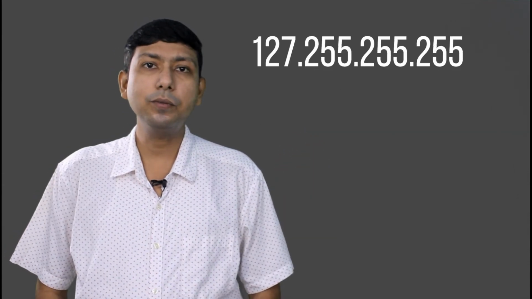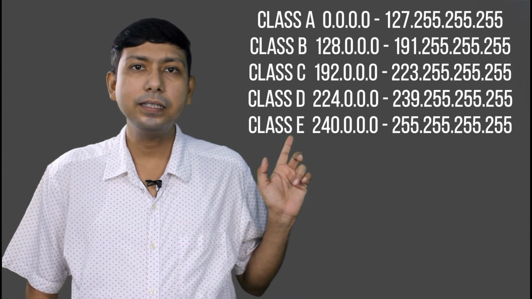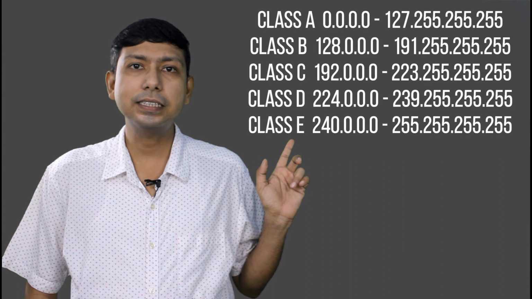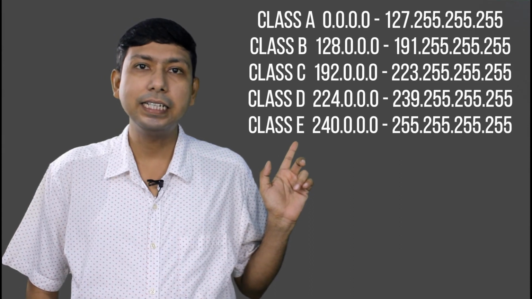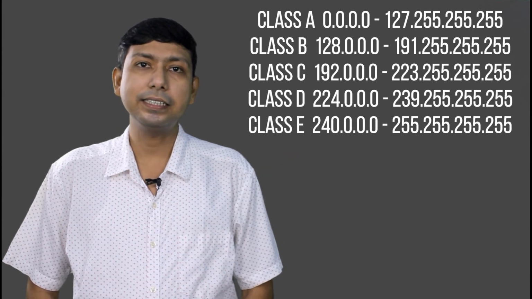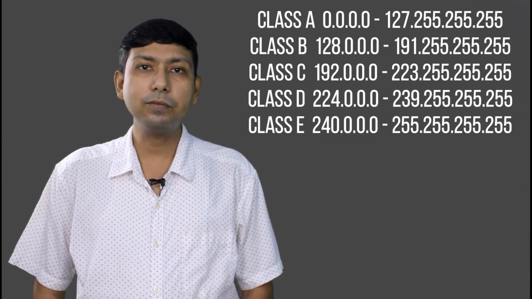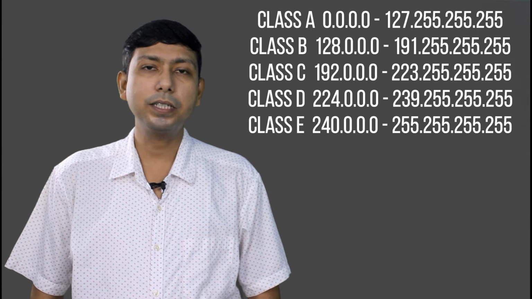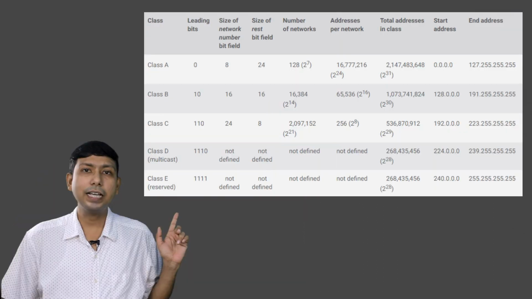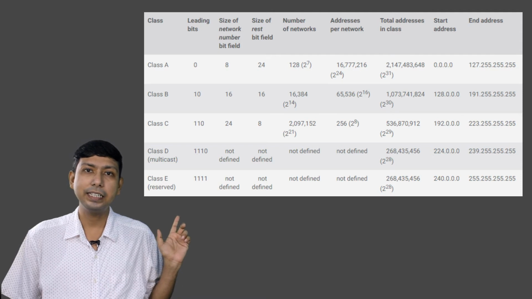An IP address comes in 5 classes: class A, class B, class C, class D and class E. Class D and E are used for defense and security purposes, so these are classified. The subnet mask in an IP address looks like this for the classes A, B, C, D, E.